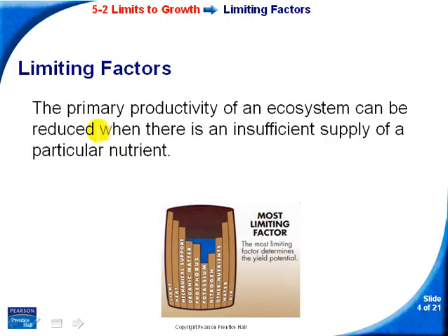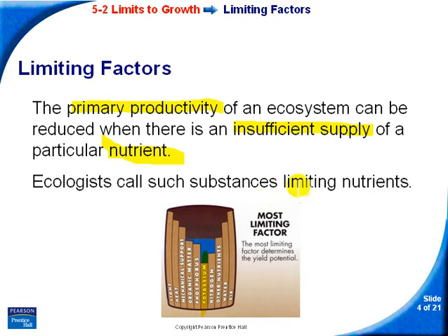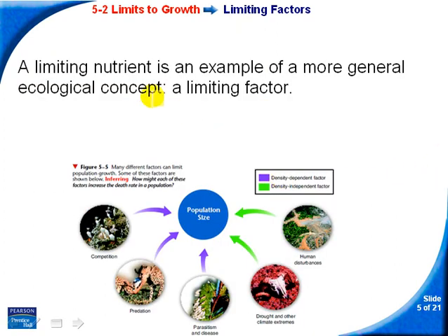Now here's a little review. We talked about primary productivity in the last section, and that's when we talk about an insufficient supply of a nutrient. And we looked at this barrel picture, and we were looking at a nutrient. In this case, the limiting nutrient will be potassium, and that's the nutrient that there's the least of in this situation. That's the nutrient that's going to limit the growth of an organism, the population of the organism. So we call these substances limiting nutrients. And this is an example of a larger ecological concept called a limiting factor.